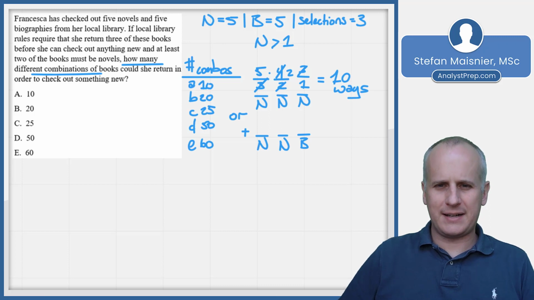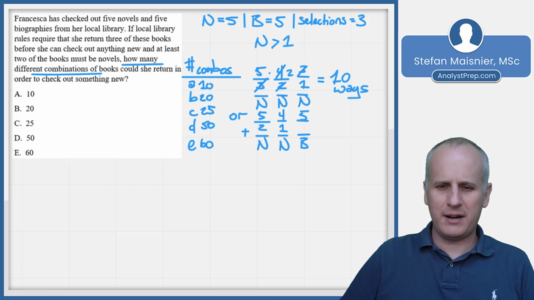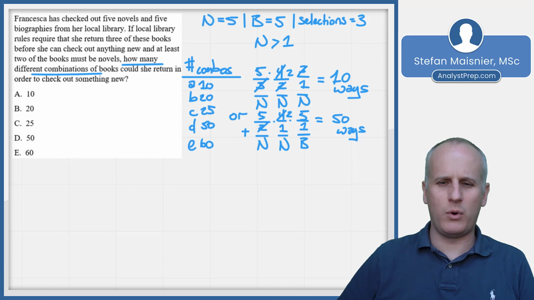Now, the next option is a little bit different because now a biography comes into play. So there are still 5 novels at the moment of first novel selection, but now there are only 2 novel spots. Then there are going to be 4 novels, but only 1 novel spot. And then there are going to be the 5 biographies and only 1 biography spot. So now we can cancel our 2 and our 4 down to a 2, and it's just 5 times 2 is 10 times 5 is 50 ways that Francesca could turn in 2 novels and 1 biography.